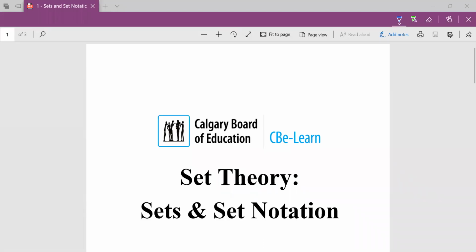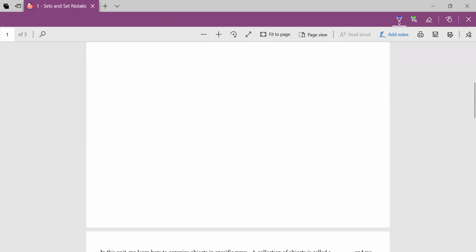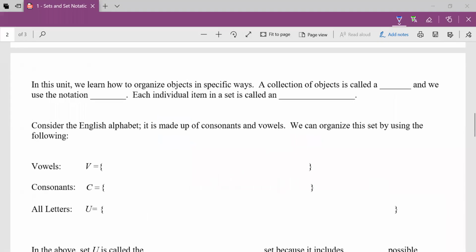Hey, 30-2s. In this lesson, we're going to look at sets and set notation. So this whole unit's called set theory. And what you're going to find is there's going to be a lot of vocabulary that I need you to know. So this first lesson is really just a lot of the basics, the brand new stuff that I need you to know for this entire unit. I don't think this first lesson is overly difficult, but there's lots of info I need you to know.